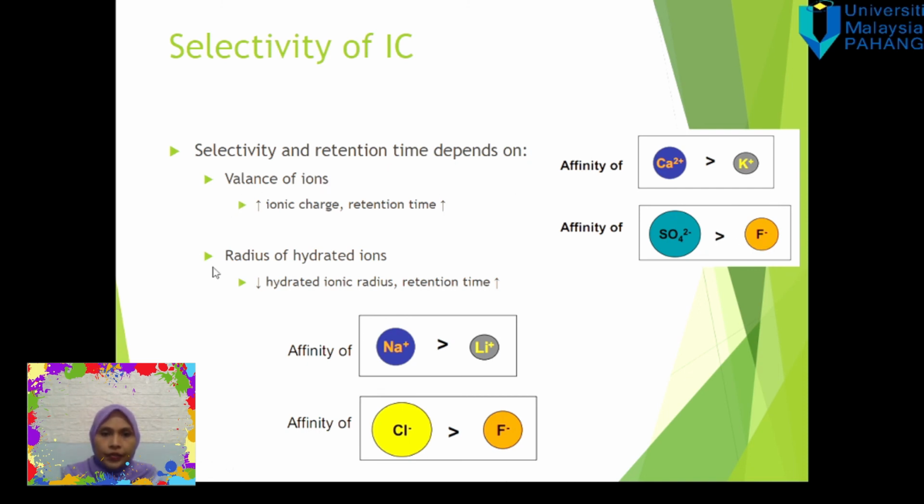The second factor is the radius of the hydrated ion. If the radius of the hydrated ion is reduced, the retention time increases. Between lithium and sodium, the lithium ion radius is smaller than sodium. That's why lithium comes out first, followed by sodium. The same goes for this one: fluoride will come out first and then be followed by chloride.